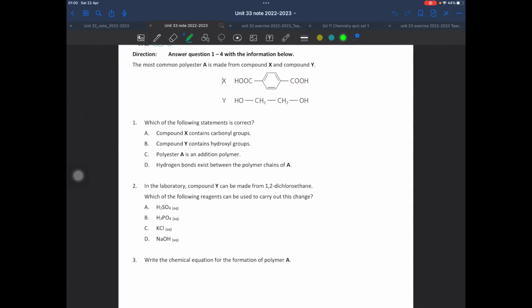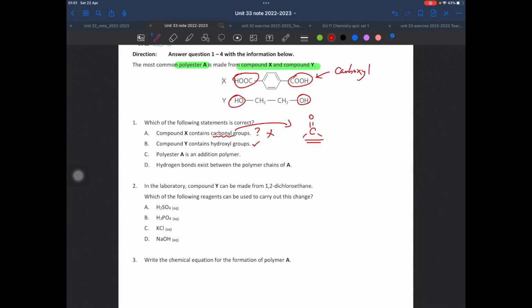Here are the answers. You are given a polyester A that comes from compound X and compound Y. So have a look. Compound X is a dicarboxylic acid and compound Y is a diol. So you expect at the end they will form polyester as mentioned in the question. Question 1, does X contain a carbonyl group? Well, the answer is no. Carbonyl group, right, don't mix up. Carbonyl group refers to a CO double bond only, while this one is correct.